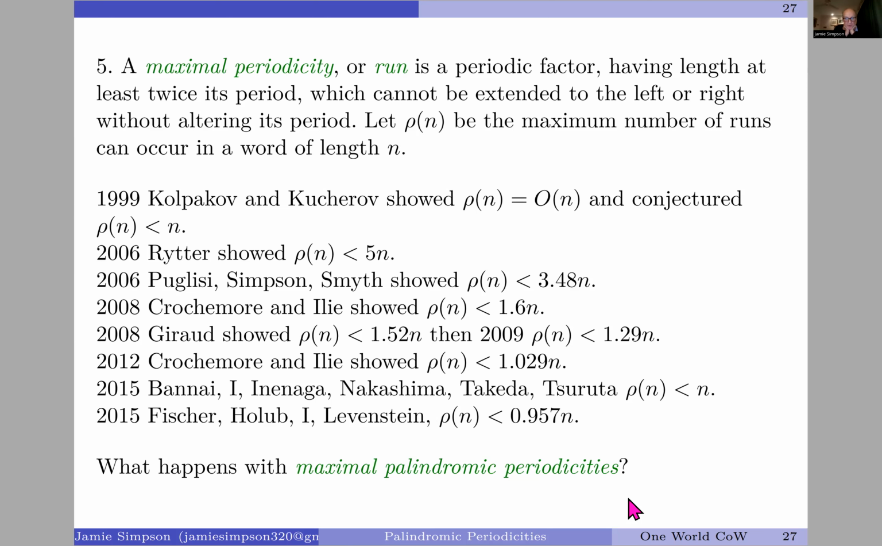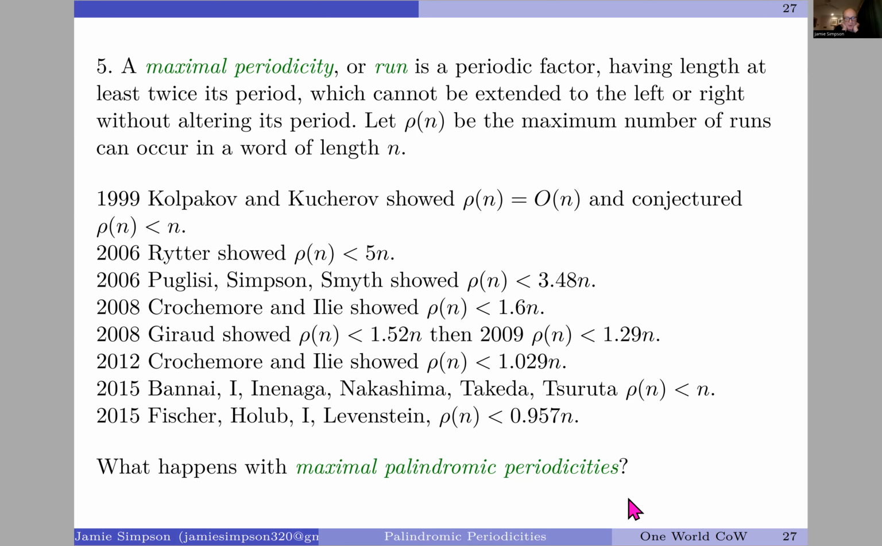First to 5n, then to 3.48n, and to 1.6n. Then Giro with those two values. And then Kroshmore-Nilly with 1.029.